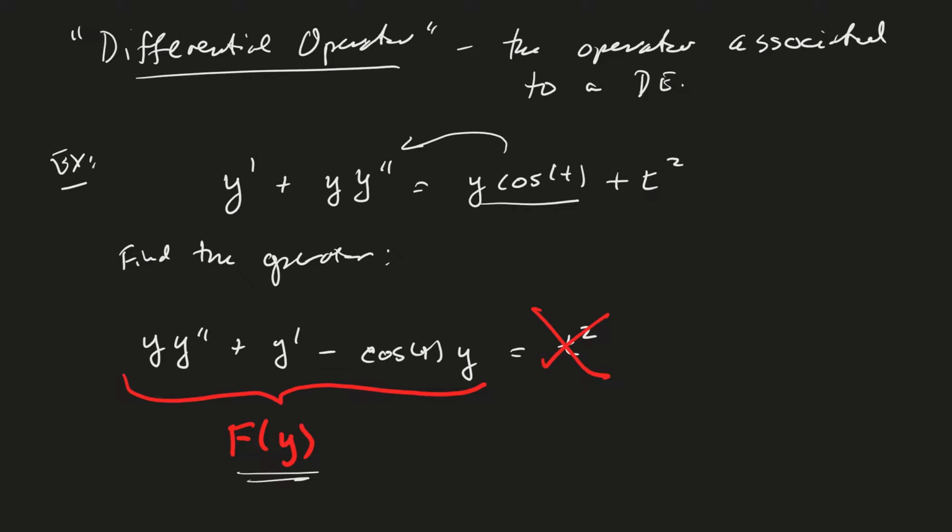So what this is saying in this particular example is I'm going to take a function y and multiply it by its second derivative. Then I'm going to add its first derivative minus the cosine of t times the original function. And if I do all those computations, I'm going to be left with a new function. Okay, and that's going to be the output of your operator. Good. So that is what we're looking at for our differential equations, is differential operators.